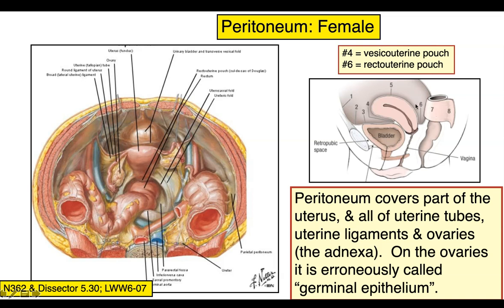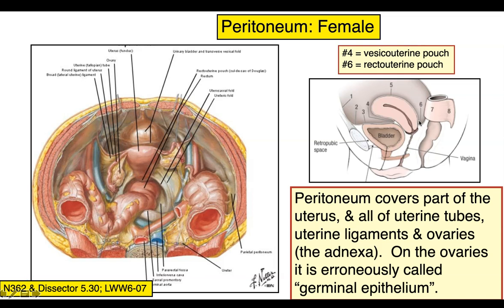So the peritoneum creates two peritoneal spaces in the female pelvic cavity. The peritoneal space in between the urinary bladder and the uterus is called the vesico-uterine pouch. And in between the rectum and the uterus, this space is called the recto-uterine pouch. The recto-uterine pouch is deeper than the vesico-uterine pouch. You can see it goes more inferiorly.